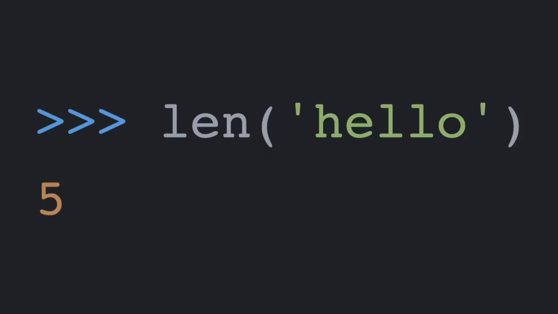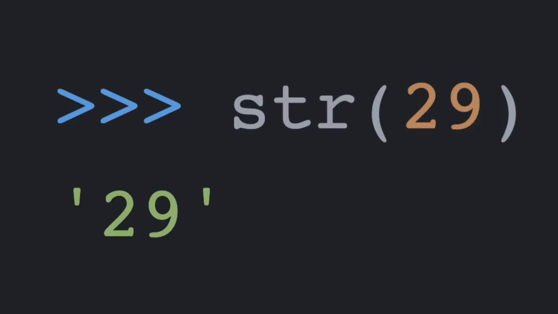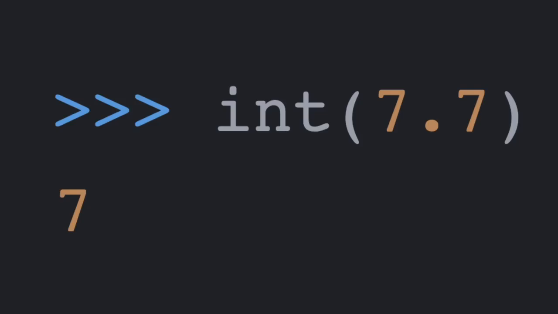The length function, we can get the length of a string, hello is 5 characters, and the str will convert an integer into a string. And then int, we can convert a float into an integer.